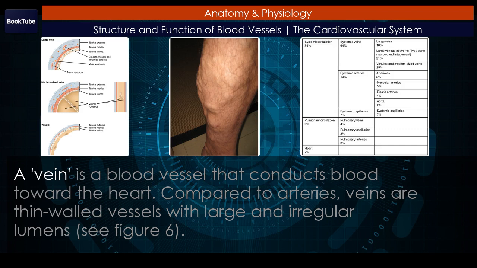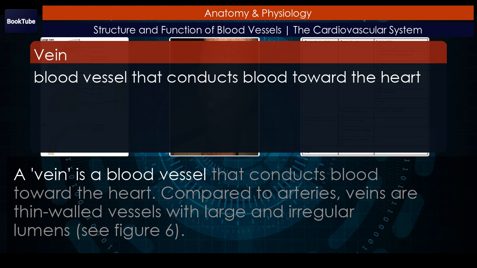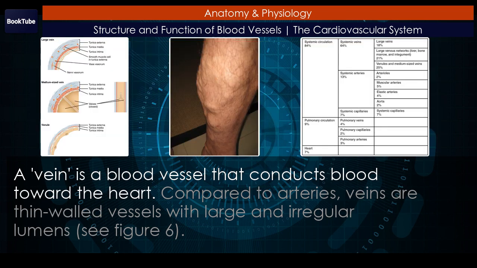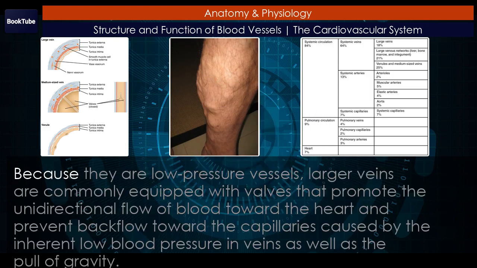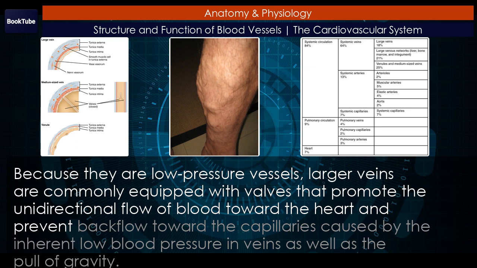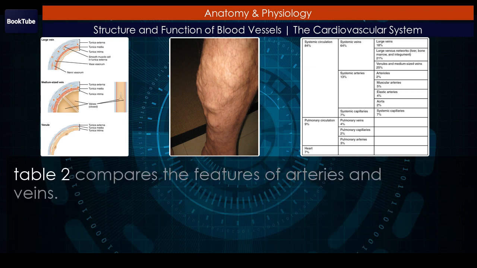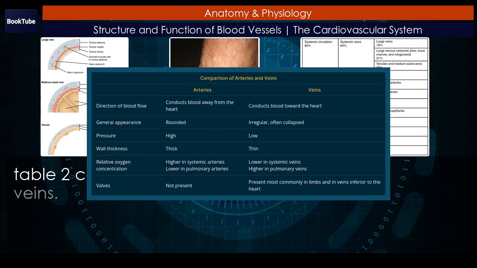Veins. A vein is a blood vessel that conducts blood toward the heart. Compared to arteries, veins are thin-walled vessels with large and irregular lumens. See Figure 6. Because they are low-pressure vessels, larger veins are commonly equipped with valves that promote the unidirectional flow of blood toward the heart and prevent backflow toward the capillaries caused by the inherent low blood pressure in veins as well as the pull of gravity. Table 2 compares the features of arteries and veins.